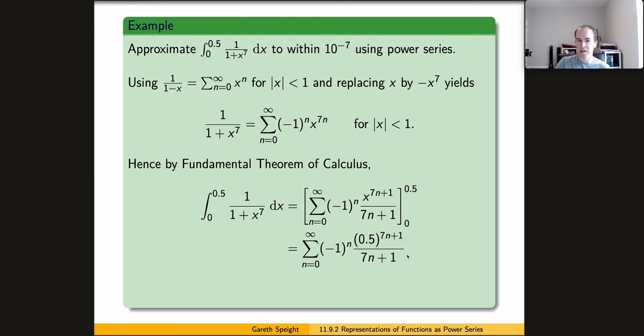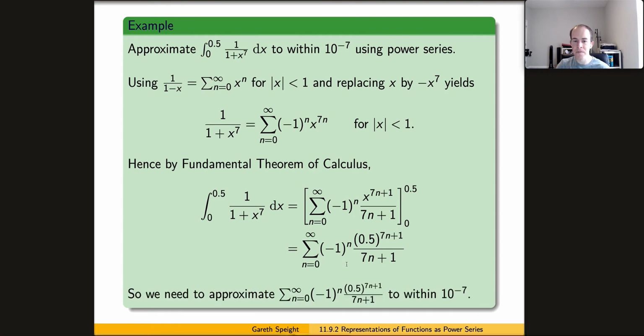And this is an exact answer for the integral, as a series, but it doesn't really tell us what we were aiming for. It doesn't really tell us the value because it's kind of hard to look at this series and see what kind of value it is. So we need to approximate this to within 10 to the minus 7. This was our original task, to approximate this integral to within 10 to the minus 7. And now it's become a task for approximating this series to within 10 to the minus 7.